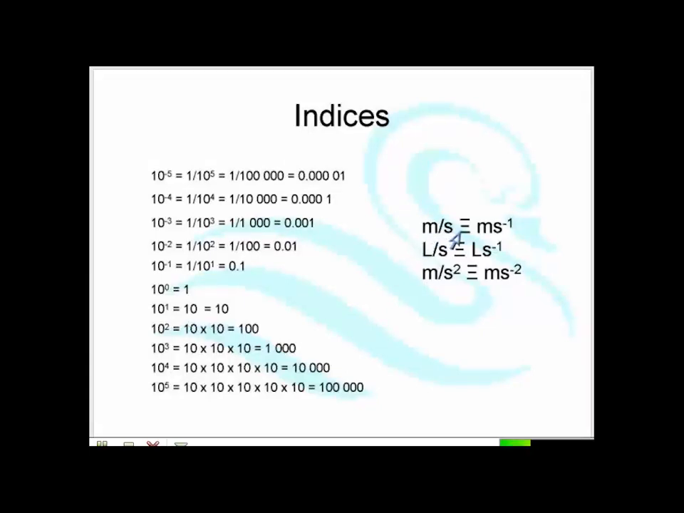Why this becomes important is because when we're talking about flows and speeds and accelerations, we often talk about meters per second. By the laws of indices, meters per second can be written meters second to the minus 1. So if you see something written on a page that says 20 meters second to the minus 1, that's the same as 20 meters per second. They're different ways of writing the same thing.